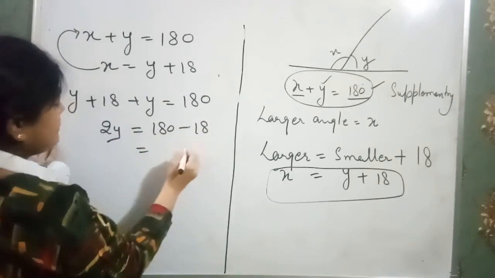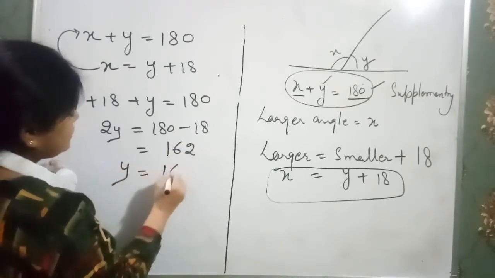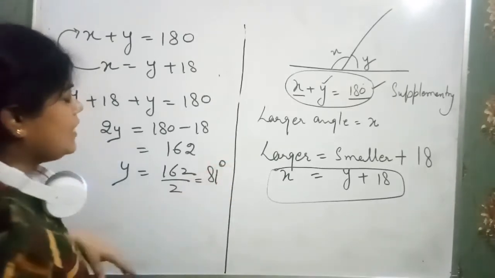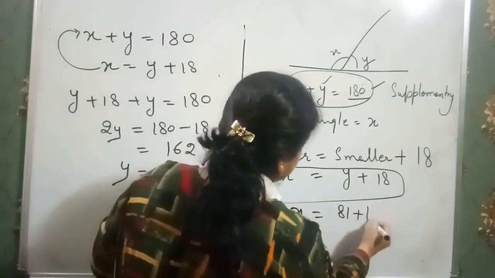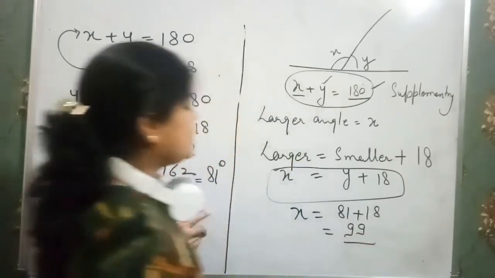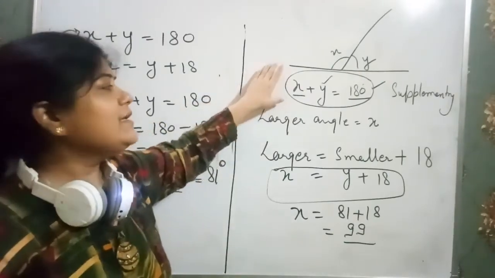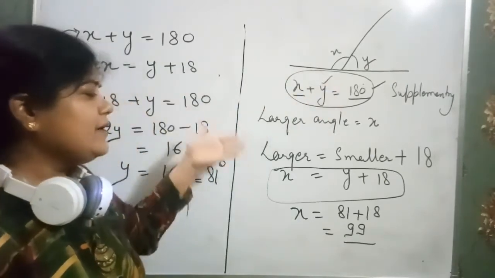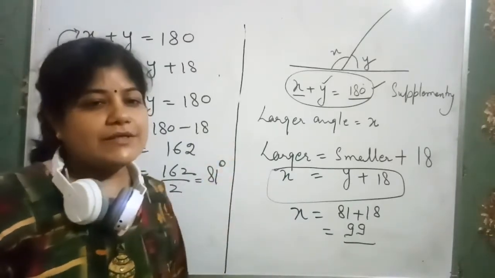Subtracting, that is 162. So the value of y is 162 over 2, that means 81 degrees. And you get the value of x as 81 plus 18, that means 99 degrees. Clear? In this way you can solve this question. Whenever it is given that the two angles are supplementary, just take x plus y is equal to 180 degrees and then proceed according to the question which is given in your examination.